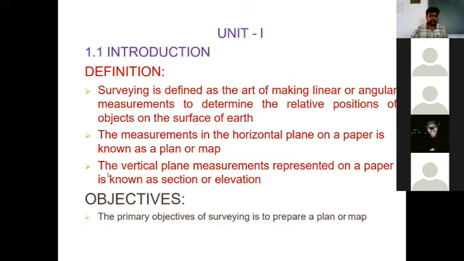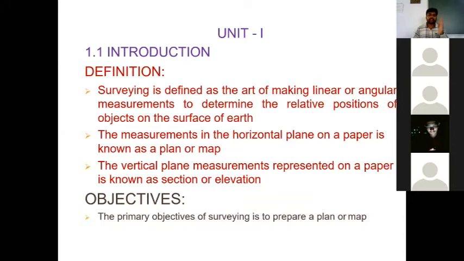And the third point, that is the vertical plane measurements represented on a paper is known as section or elevation. Vertical plane means it will come like this, vertical. So wherever you're going to have the heights, there you're going to have a vertical plane. So vertical plane measurements represented on a paper is known as section or elevation.